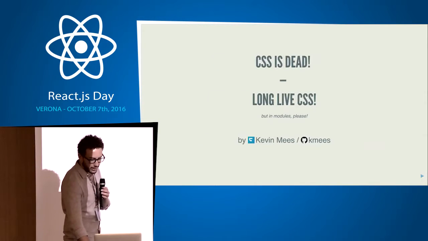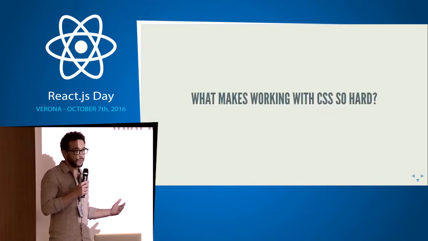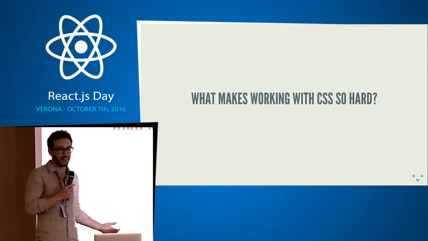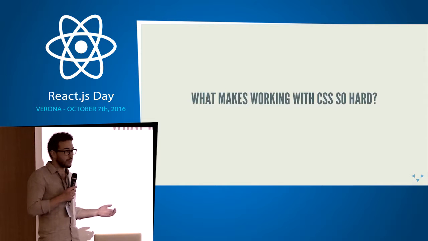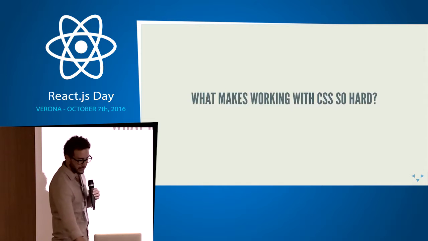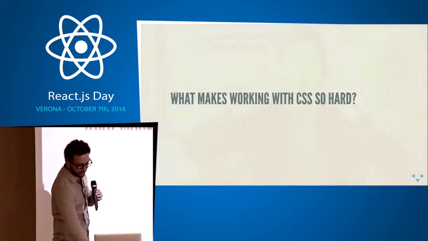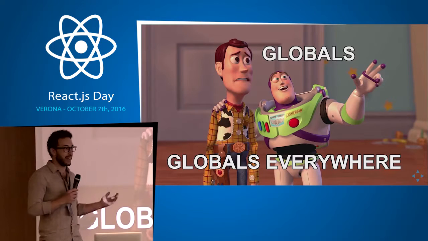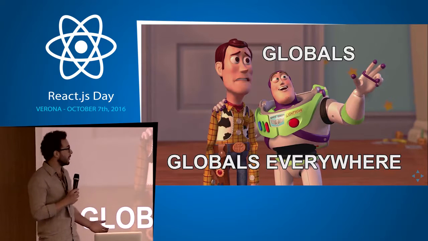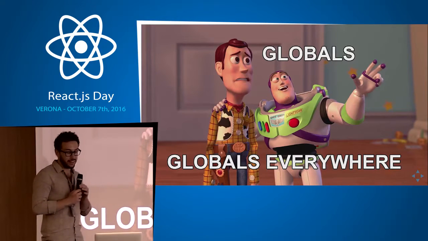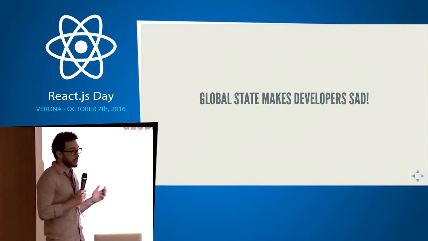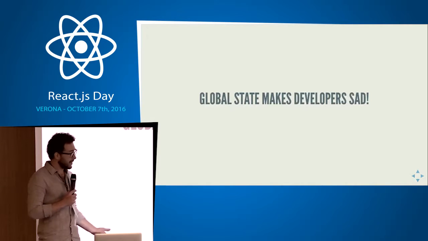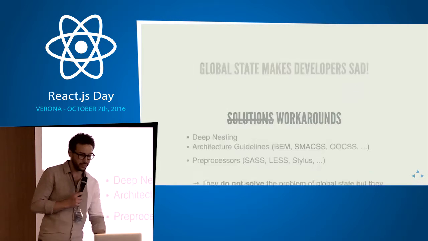So before I start, I want to ask you the question, so what makes working with CSS hard? Because every developer usually hates CSS, they don't like working with it. And what's the problem? Well, the problem is that in CSS land, the globals are everywhere, right? And you cannot not do global, because everything is global by default. And as we all know, global state makes developers really sad, right? And there's no real solution to that problem.